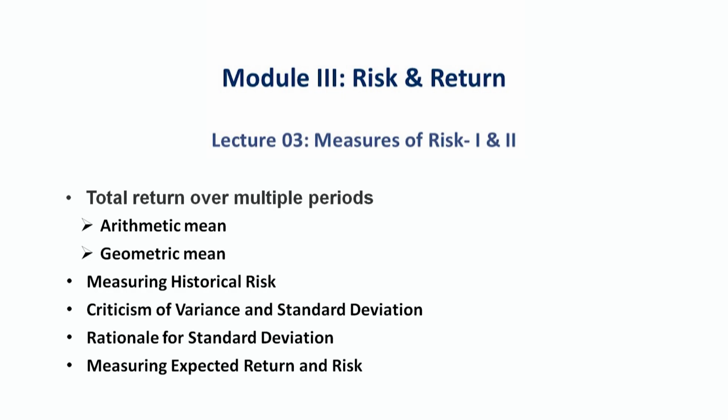First one is how to calculate the multiple periods return with the help of arithmetic mean and geometric mean. With the help of arithmetic mean and geometric mean, then we are going to calculate the historical return, and then we are focusing on the expected risk and return.